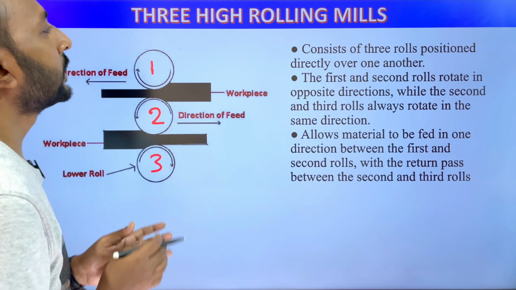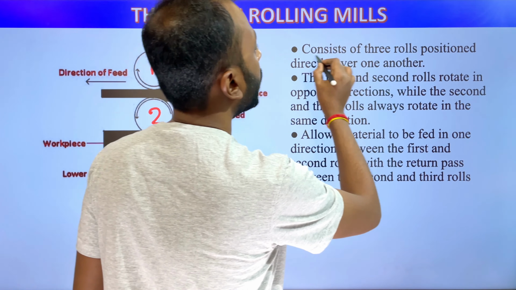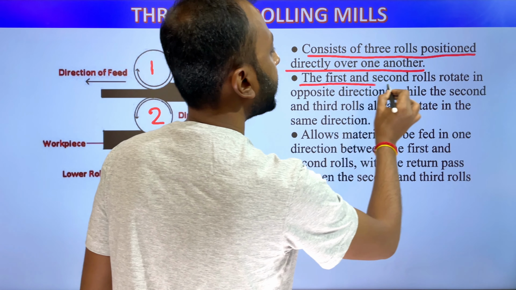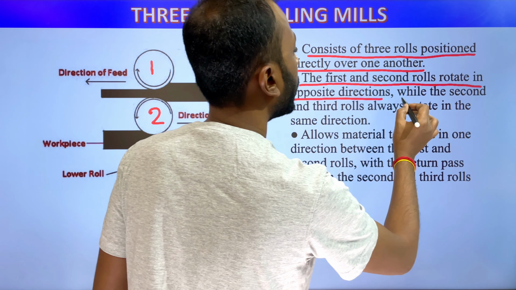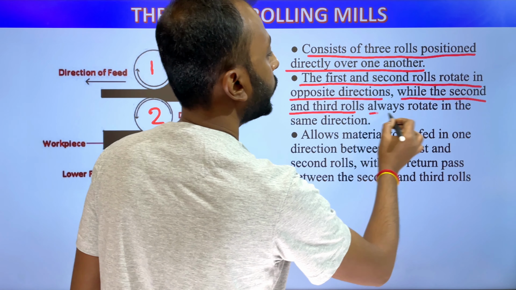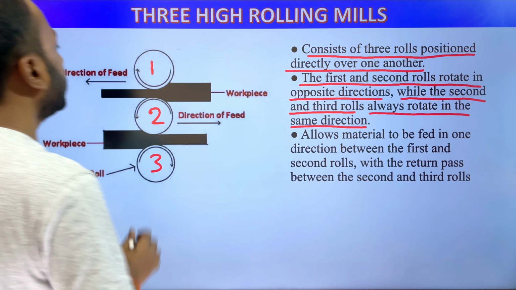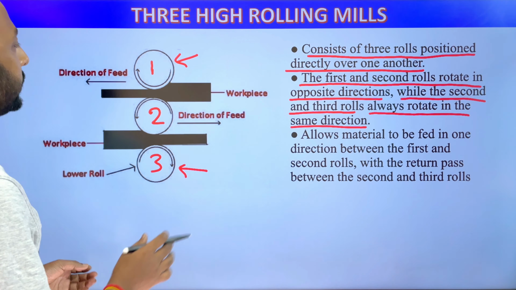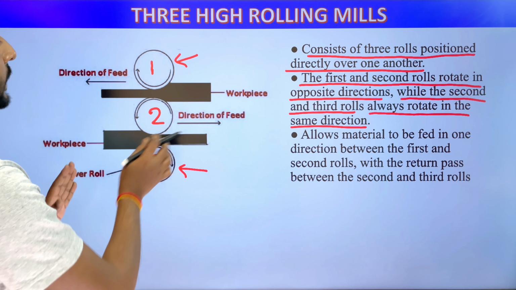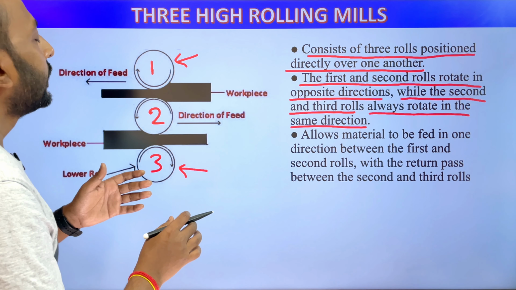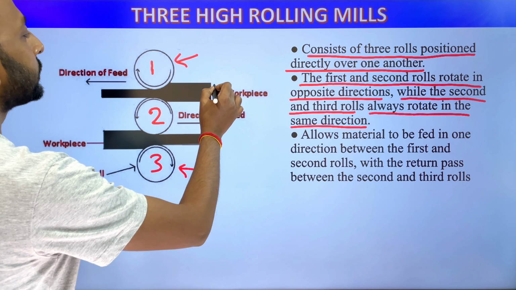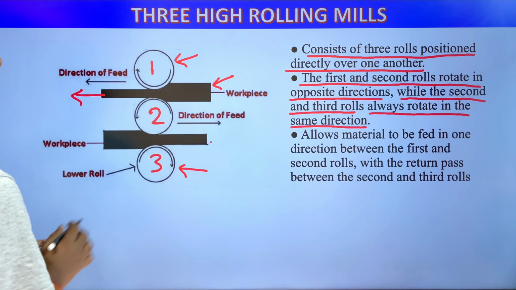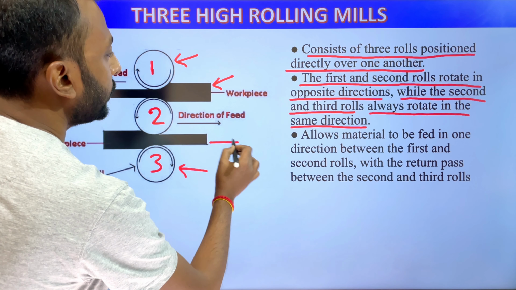So what is the configuration for this? A 3-high rolling mill consists of 3 rolls positioned directly over one another. The first and second rolls rotate in opposite directions, while the second and third rolls also rotate in opposite directions. So in this setup, the first roll and the third roll rotate in the same direction, that is clockwise, and the second roll rotates anti-clockwise. So the direction of feed will be opposite for the workpieces. The direction of feed in this case is right to left, and the direction of feed in this case is left to right.